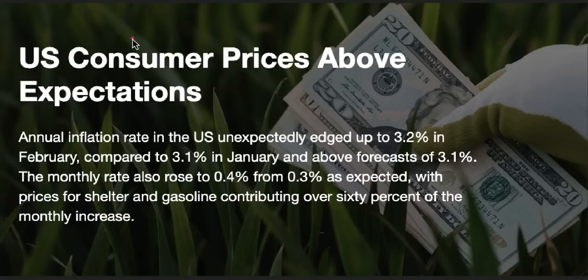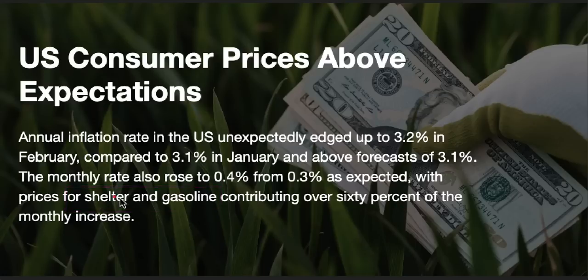Now to start with, at 8:30 today, we had the annual inflation rate, or CPI, come out, and it edged up to 3.2% compared to the 3.1% in January, which is above the forecasts. The monthly rate rose to 0.4 from 0.3, as expected. Prices for shelter and gas contributed to over 60% of the monthly increase.